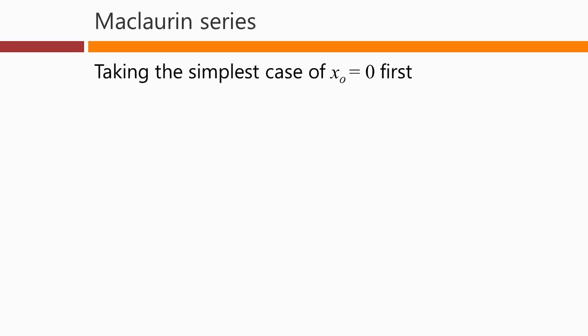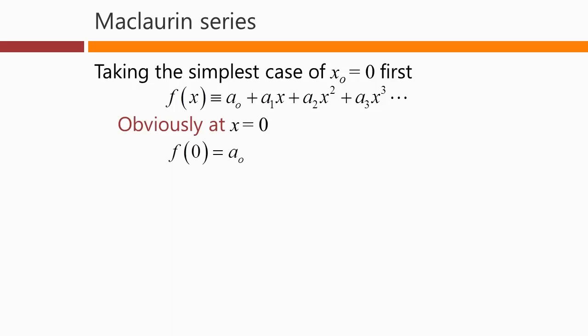Taking the simplest case, where we are going to take x0 equal to 0 first, we're presuming we can write the power series like this. So let's figure out what these various numbers are, or how to deduce what they are from what else we know about the function. So, obviously, if we take x equal to 0, all of these terms completely disappear. So we're just left with a0. So we know, therefore, what a0 is. a0 is f of 0.